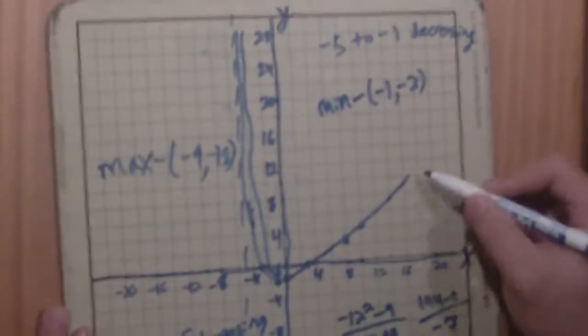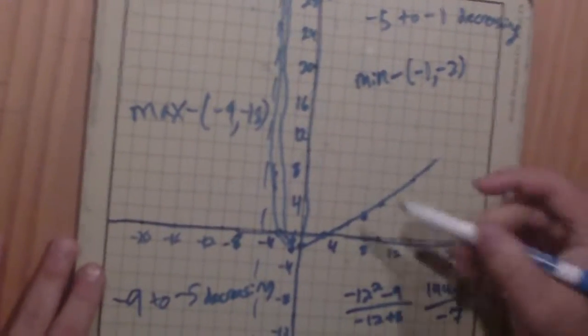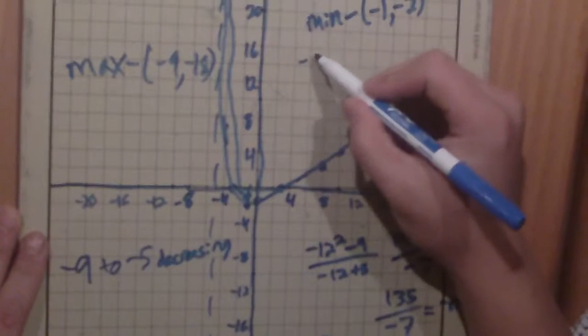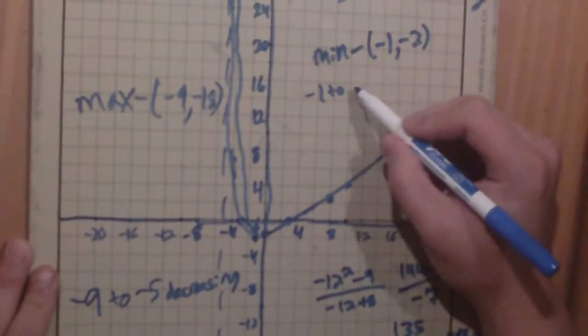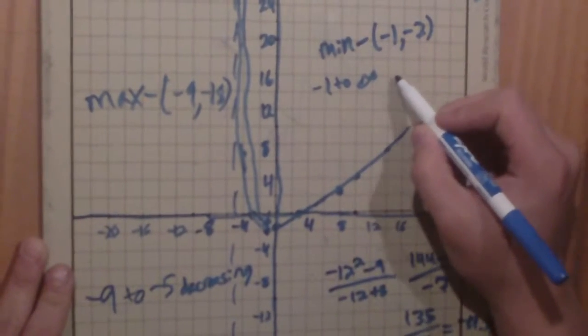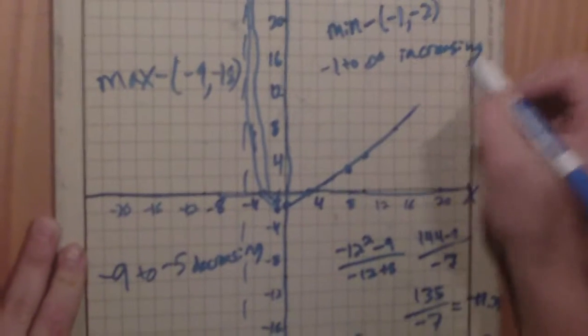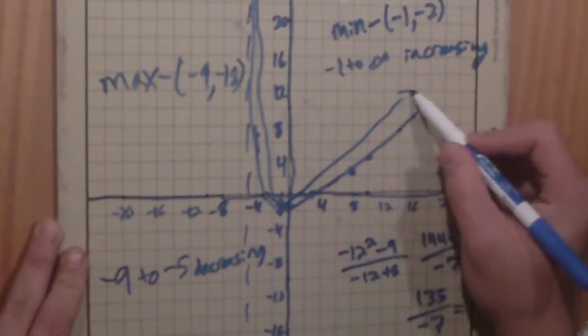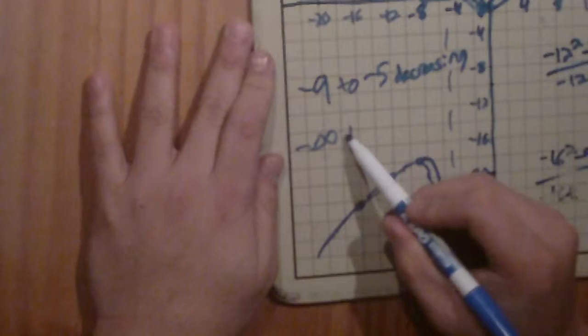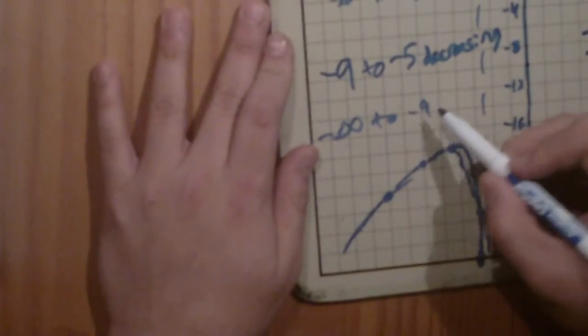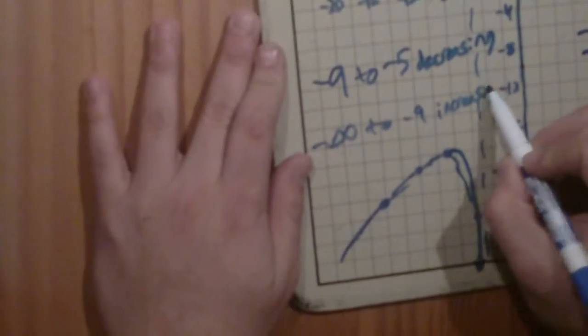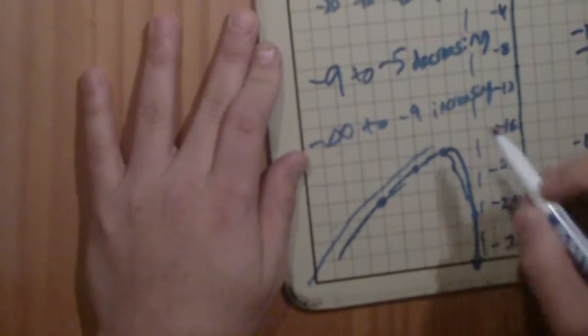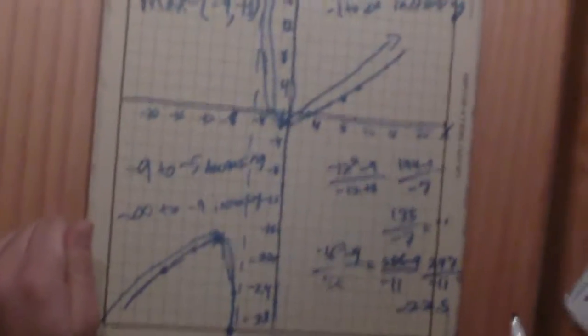So increasing, on the right side of the asymptote, would be anywhere from the minimum, or negative 1, to infinity. So anything from the minimum and beyond is increasing. On the left side of the asymptote, anything from negative infinity to the maximum, or negative 9, is increasing. And that's problem 6.